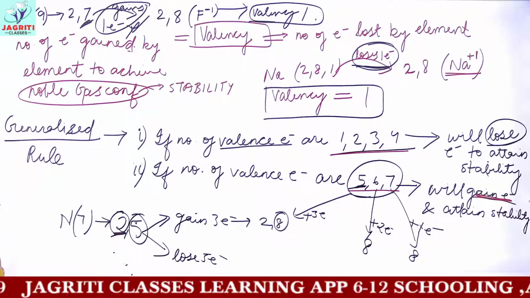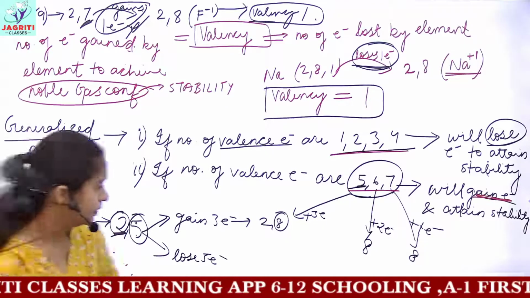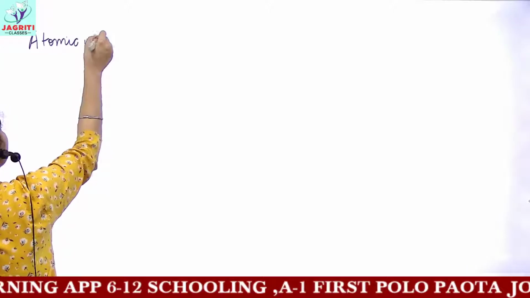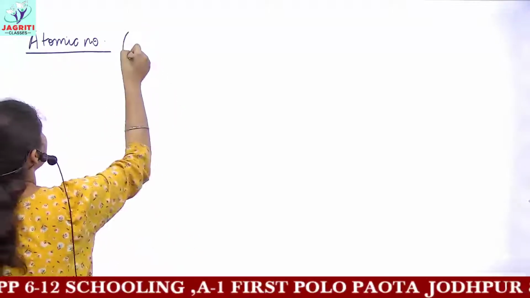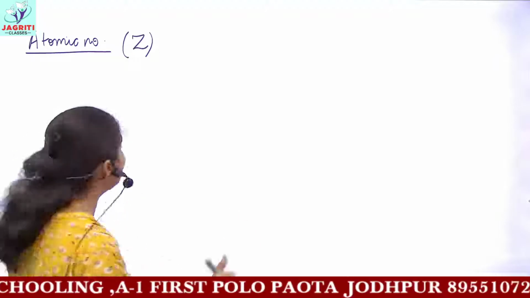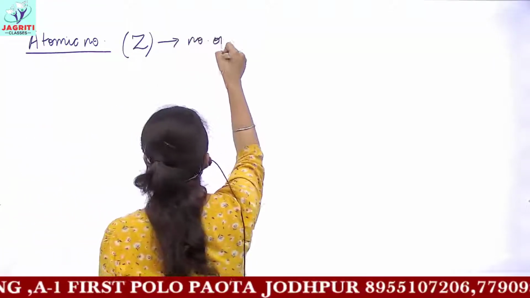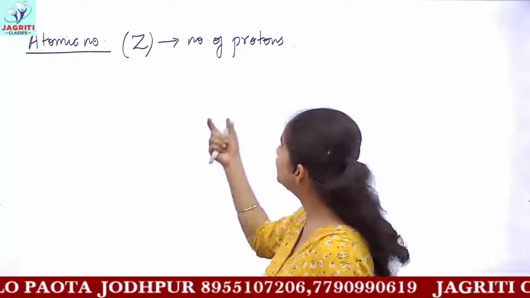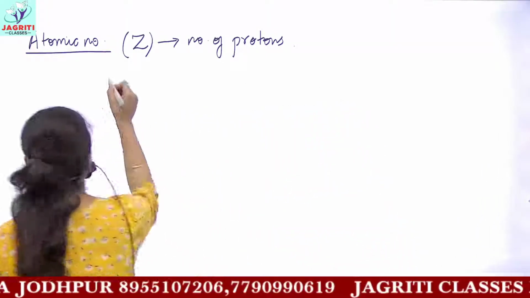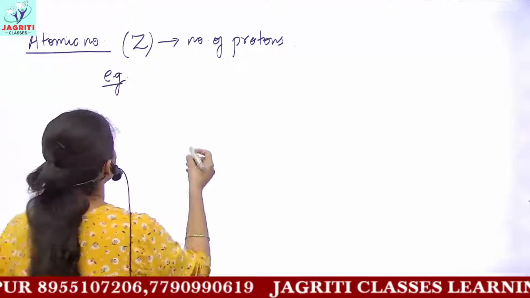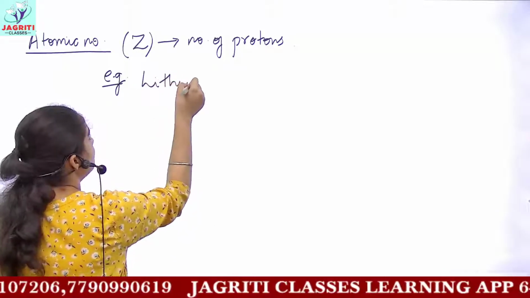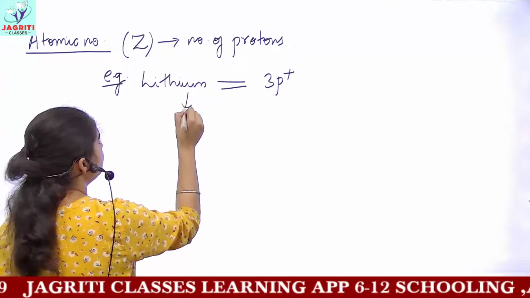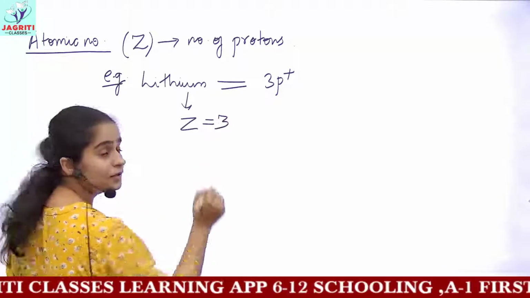Now what we have next is a small topic which we will be discussing. The topic is atomic number. The atomic number topic is very simple. Atomic number is denoted by the symbol capital Z, and atomic number means the total number of protons present in any element. To give you a small example, what is the atomic number of, let's say, lithium? Because lithium has 3 protons, the atomic number of lithium, which is denoted by Z, would be 3.